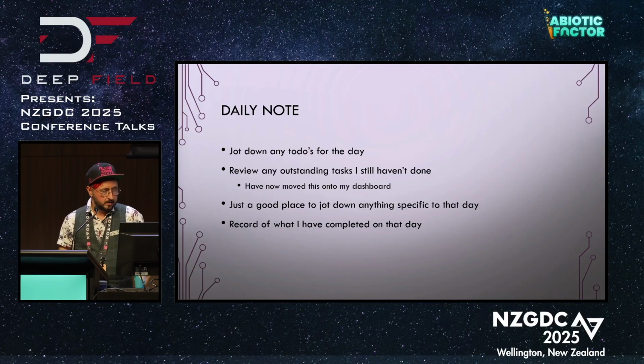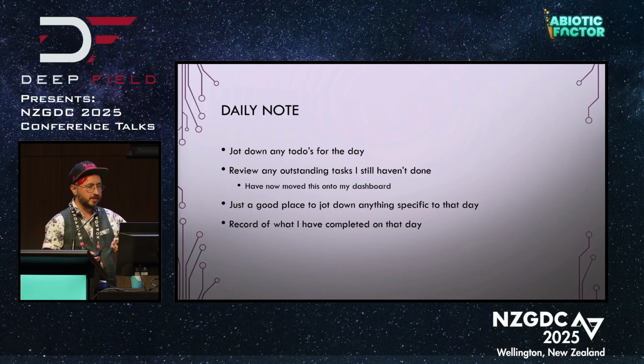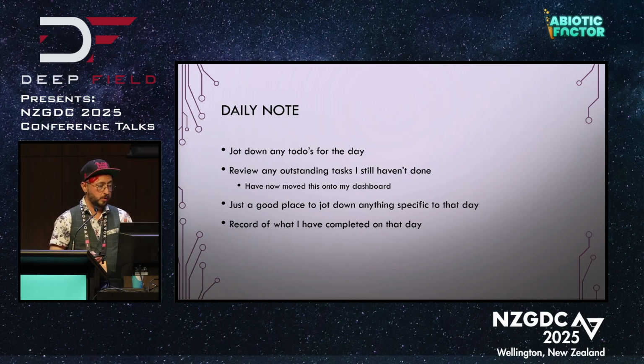So in the daily note, I would jot down any to-dos for the day. I would review any outstanding tasks I still haven't done. I used to have a query in my daily note that showed me any tasks that were due before that day but hadn't been done yet. I've moved that onto my dashboard now, but that was handy when I had it there before I figured out dashboards were cool. And it's just a good place to jot down anything specific to that day. Maybe you don't need to create a whole note for some information you need to write down. Maybe it can just live in that day's note if that's what you like.